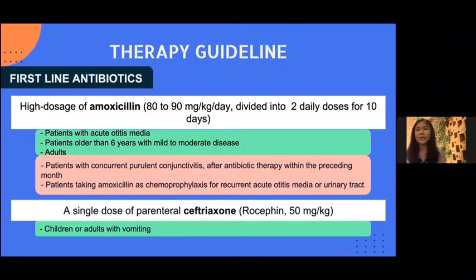A single dose of parenteral ceftriaxone, that is Rocephin, 50 milligrams per kilo, may be useful in patients with vomiting. In case of compliance issues, a single dose of azithromycin is safe and helpful in uncomplicated acute otitis media. That's all for my part. The next part will be delivered by my friend.